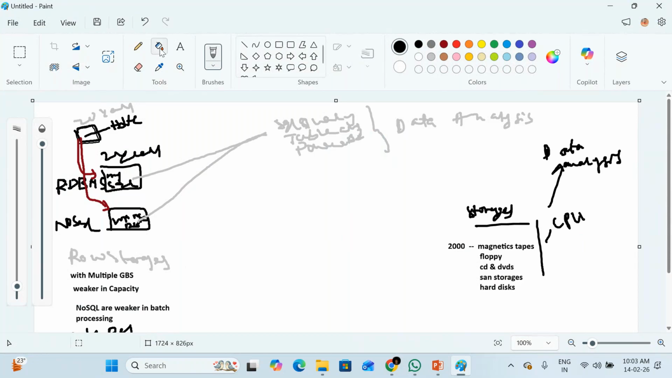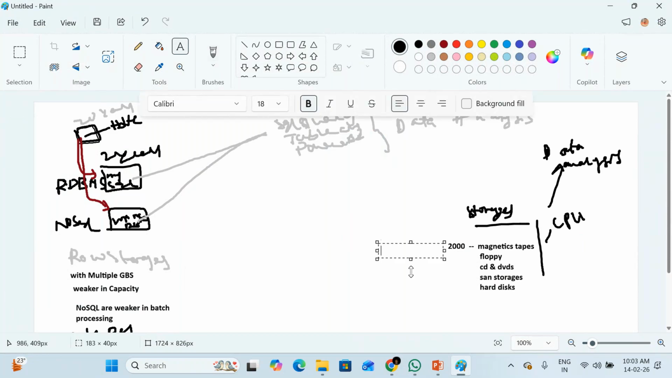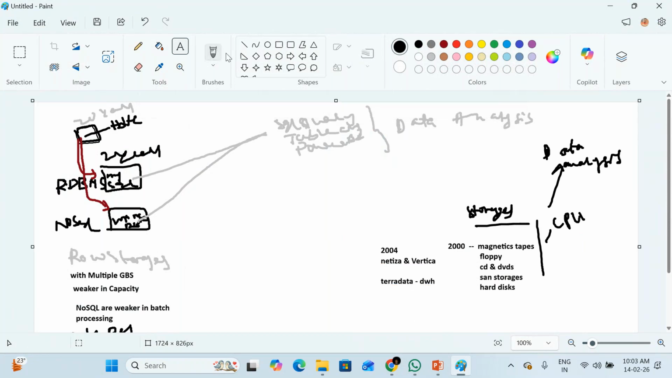That's why in 2004 we got Teradata. What is that? Teradata, the first data warehouse. Basically, we have Netezza and Vertica also, but these are not popular. Teradata is the popular one.